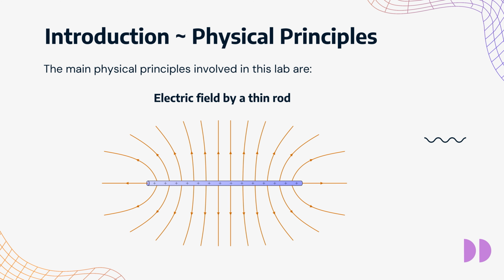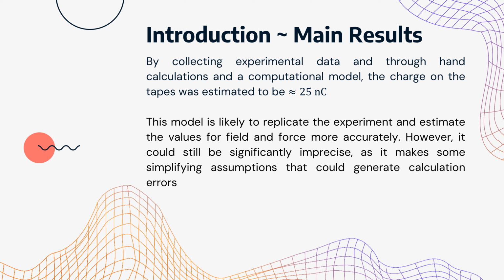By collecting the experimental data and through hand calculations and a computational model, the charge on the tapes was estimated to be roughly 25 nanocoulombs. This model is likely to replicate the experiment and estimate the value for the charge more accurately. However, it could still be significantly imprecise, as it makes some simplifying assumptions that could generate calculation errors.